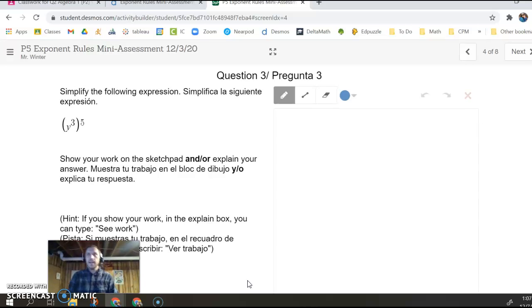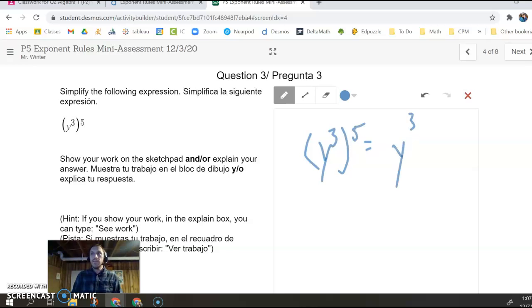So if we look at this guy, y to the third, all to the fifth power. Remember, when we take a power to a power, it's the same as multiplying those powers. I get y to the 15th. You could write out y to the third 5 times, and then use your product property.